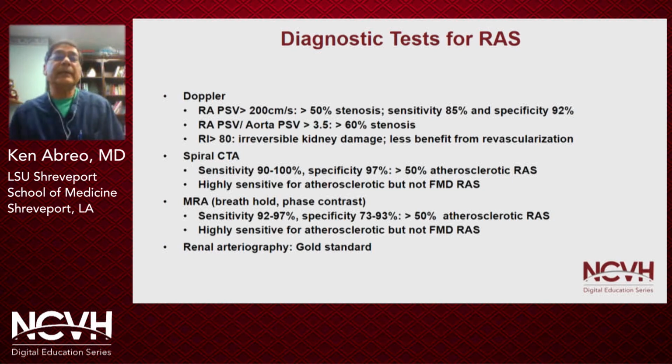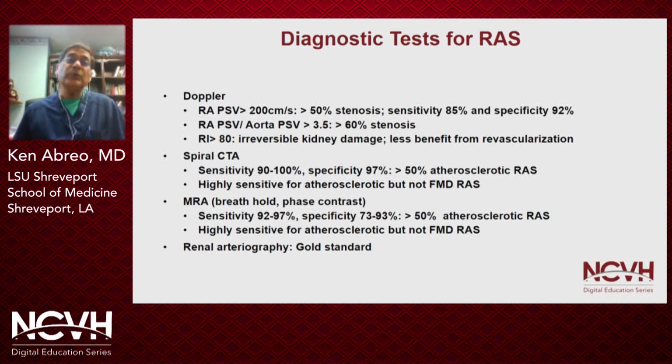Doppler, you look at the peak systolic velocity, PSV, of the renal artery. If it's greater than 200 centimeters per second, then you have a very high sensitivity and specificity that you have a stenosis. However, this test is very operator dependent and also depends on the patient's body habitus. In obese patients, it's very difficult to do a good Doppler study. Another thing that they do is they'll give you a resistive index. If the resistive index is more than 80 or 0.8 in some testing places, then the kidney has irreversible kidney damage and will not benefit from revascularization.